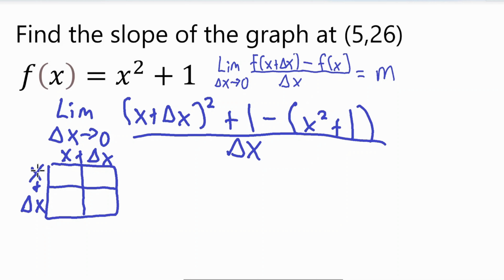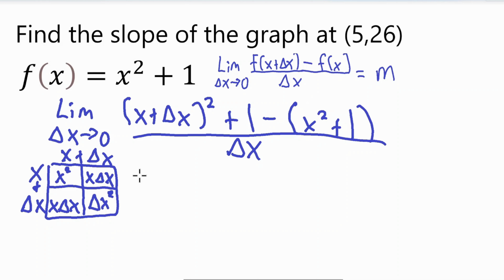In this box we have x times x, which is x squared. In this box we have x times change of x, which is x change of x, simply that. We can't simplify it further. This one is also x times change of x, and this is change of x times change of x, so it'll be change of x squared. Okay, so now we have this multiplied out.